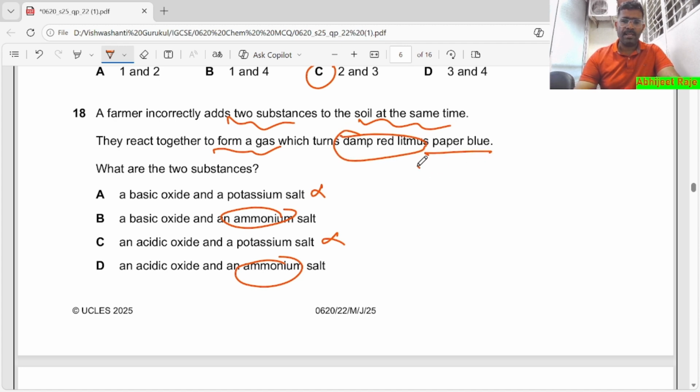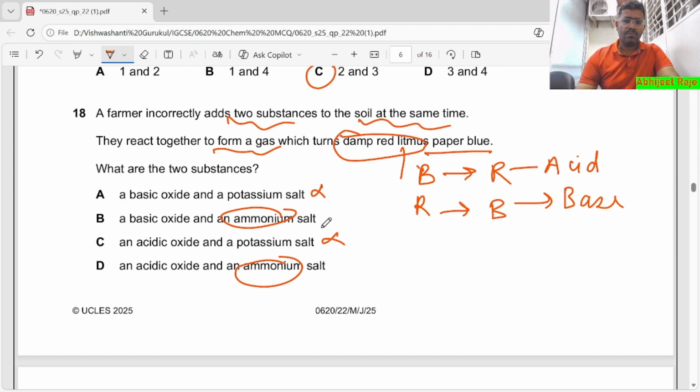So for litmus paper, we have only two things. When blue becomes red, that means acid, and red becomes blue means base. So it should be a basic oxide. So correct. Very simple questions.